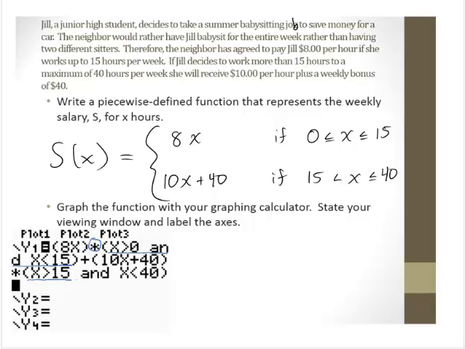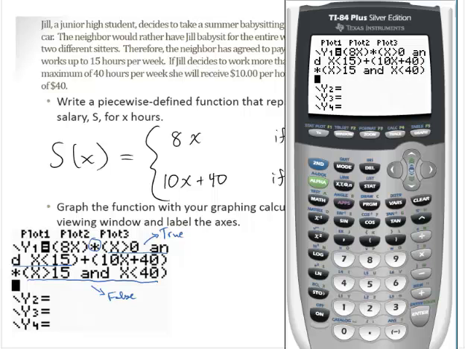Same thing here. So now let's think. If I chose a value of x, say 10, for 10 hours, this first part would come back as true, and the second part would come back as false. And so what happens is, it only uses the first part, not the second part. So that's how it's working. All right, so now we have this in our calculator. Let's actually graph it.